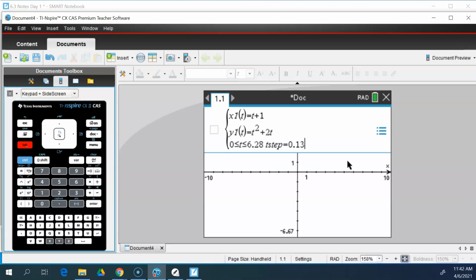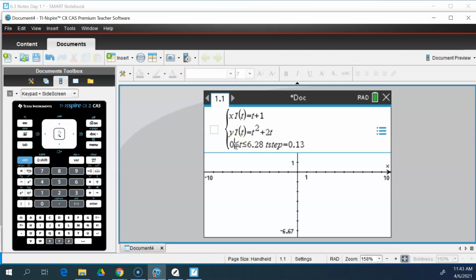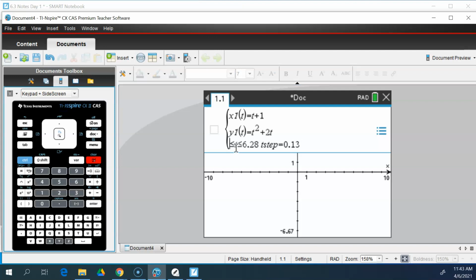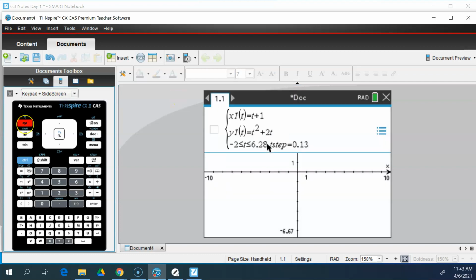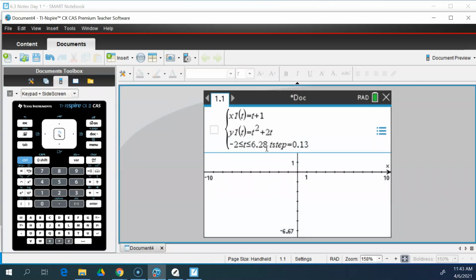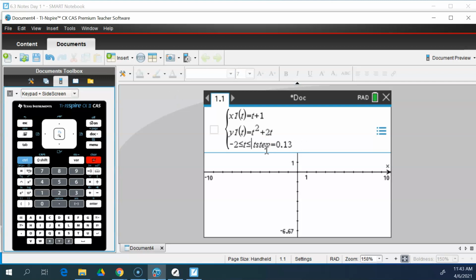Well, on this line, I really just want to adjust my t value. So I'm going to scroll over to the 0, and I'm going to make that 0 become negative 2. Now, I will tell you that this is the negative button, not the subtraction button. You'll get a fancy error message if you use the subtraction button. And then I'm going to go over to 6.28. I'm going to delete 6.28, and I'm going to put in 3.